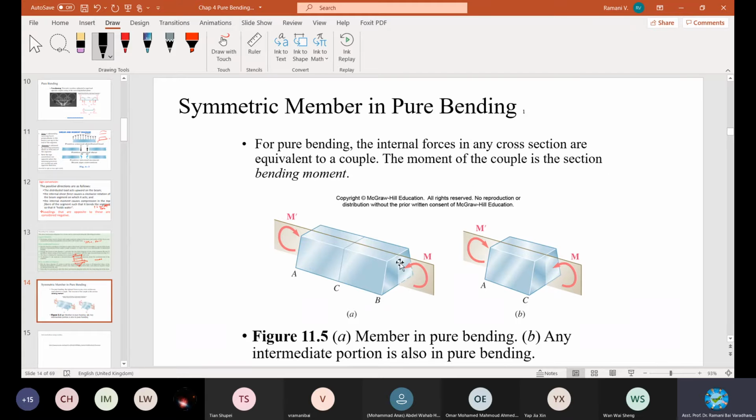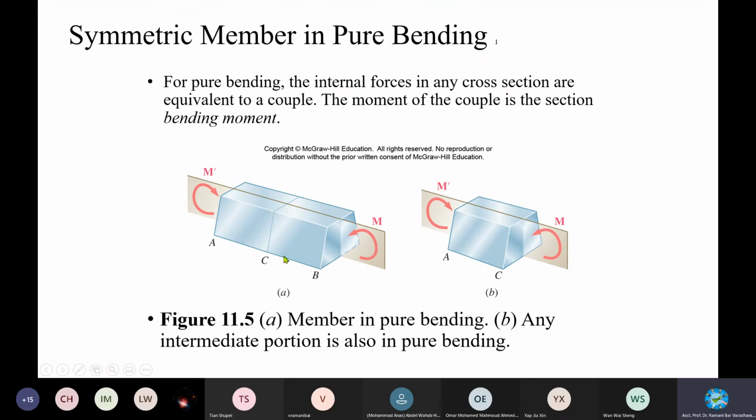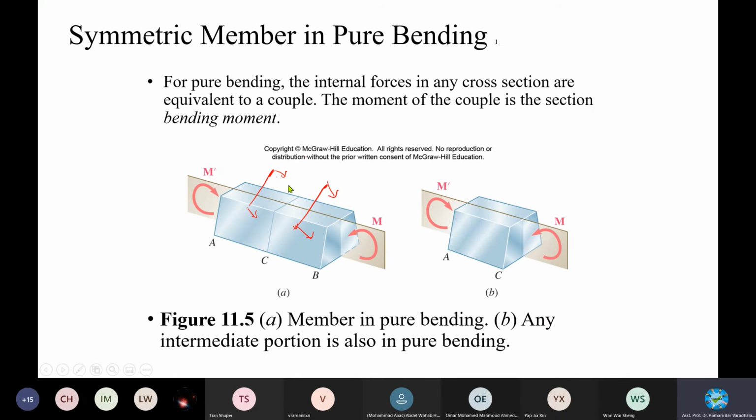The response, if it is a symmetric member, I already told you what a symmetric member is. When you cut at any section, it will show an equal half or similar half on both sides, right? You may cut here, you may cut here, right? When you cut at this section, it will show an equal half on both sides. In that case, the response of the member for overcoming the load, superimposed, will be almost the same, not much varying.